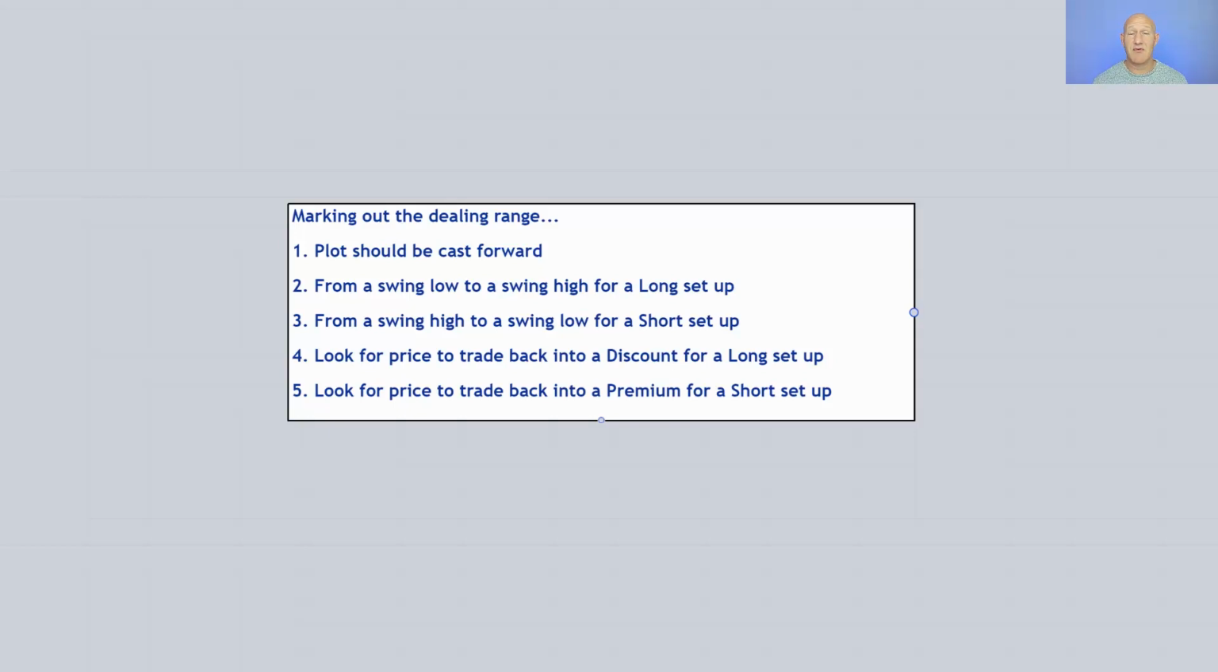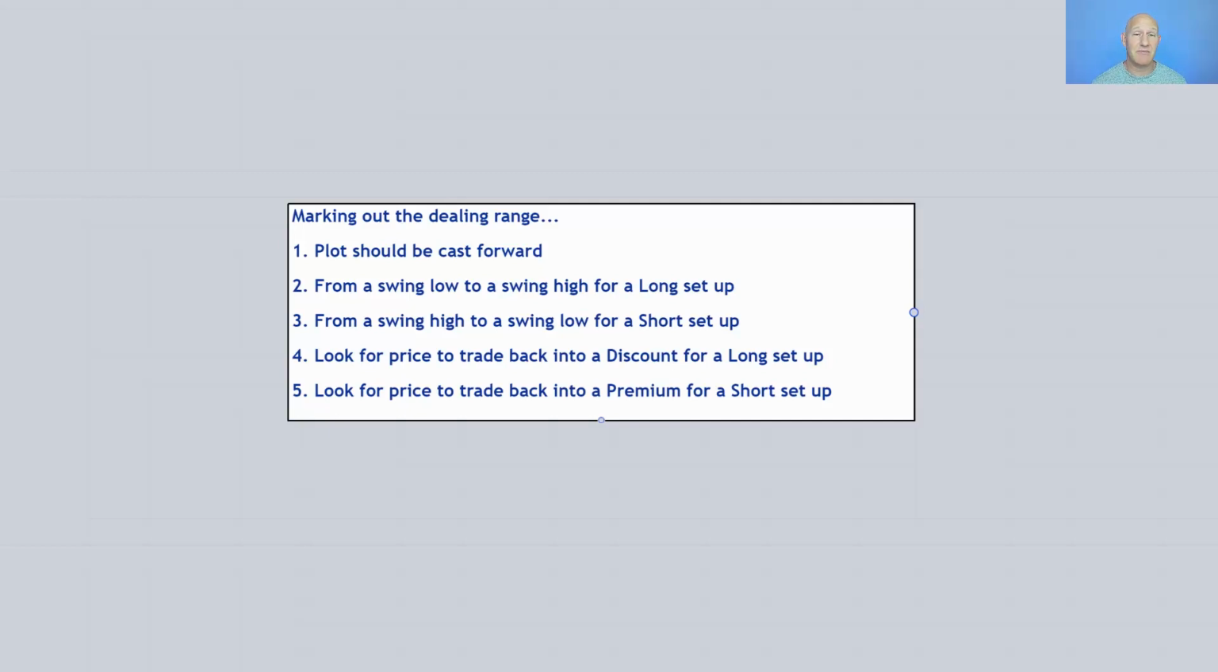And then if we're looking for a trade to go long, we'd be looking at price to come back into that discount, so under that equilibrium level, under that 50% level, and into a key area or a setup, so whether that's a fair value gap or an order block or whatever it might be, that's what we're looking for inside that 50% range.